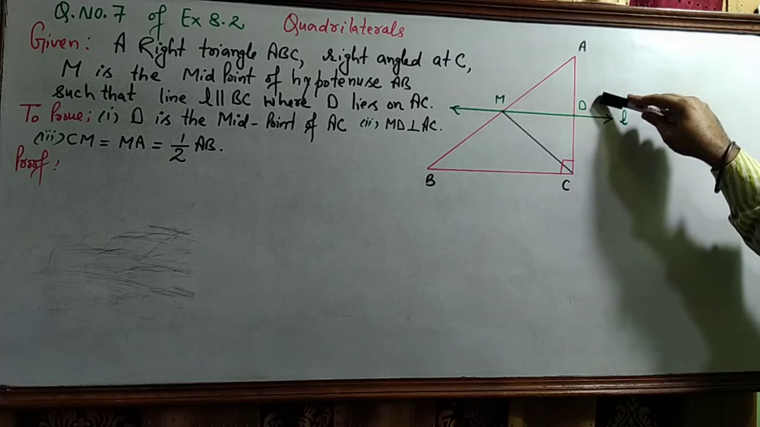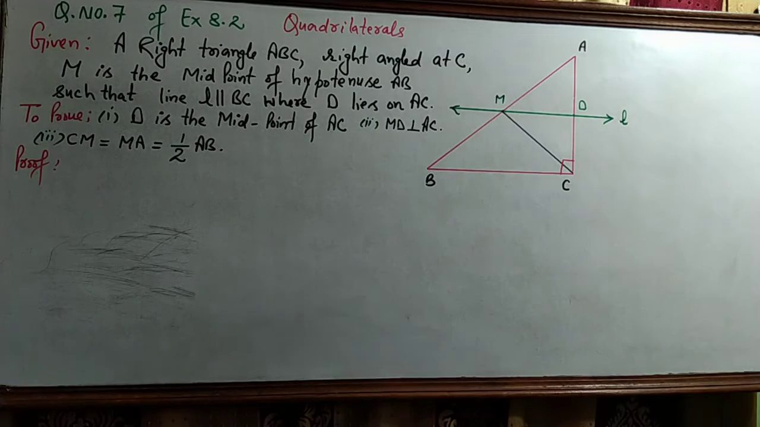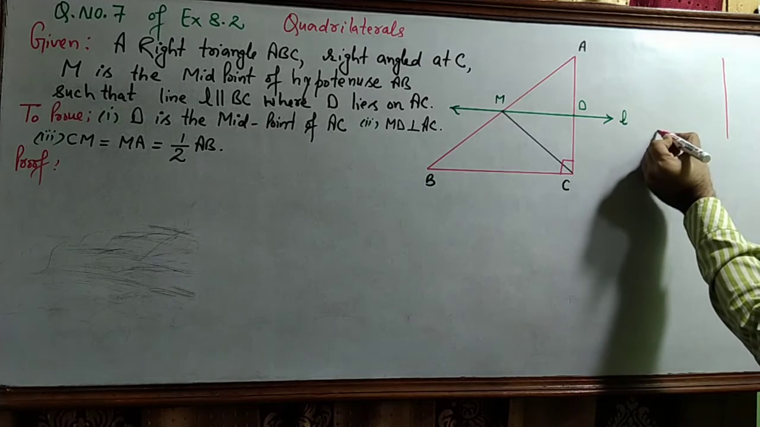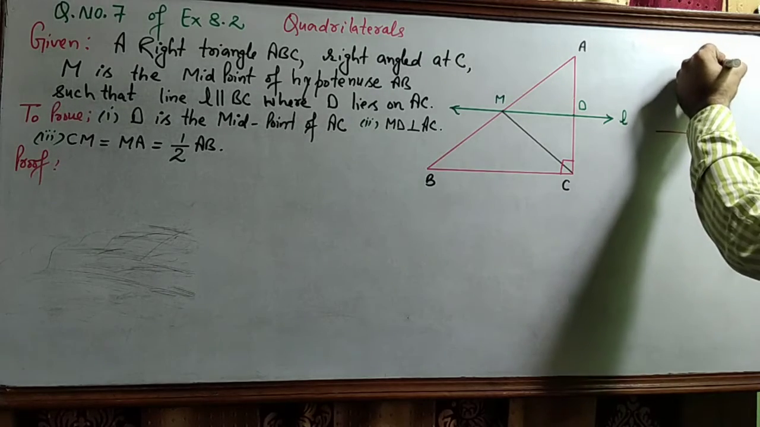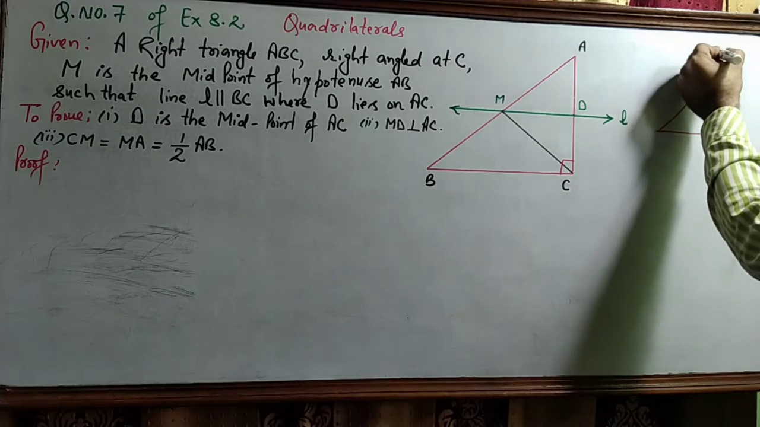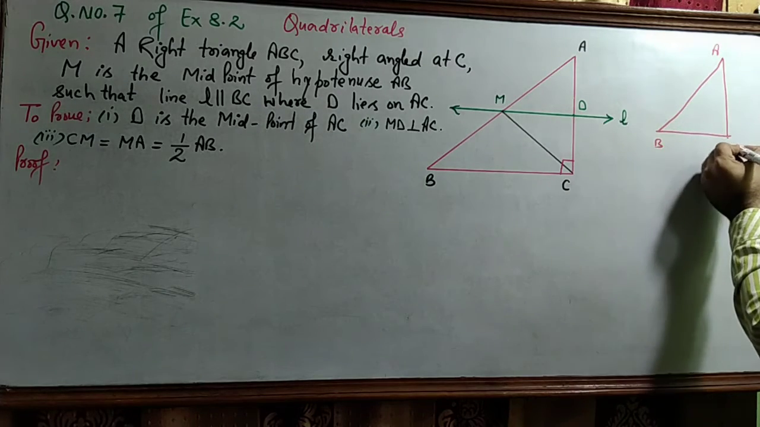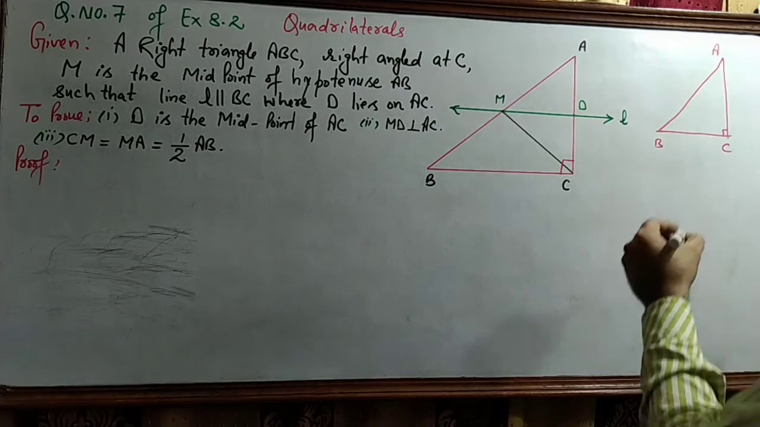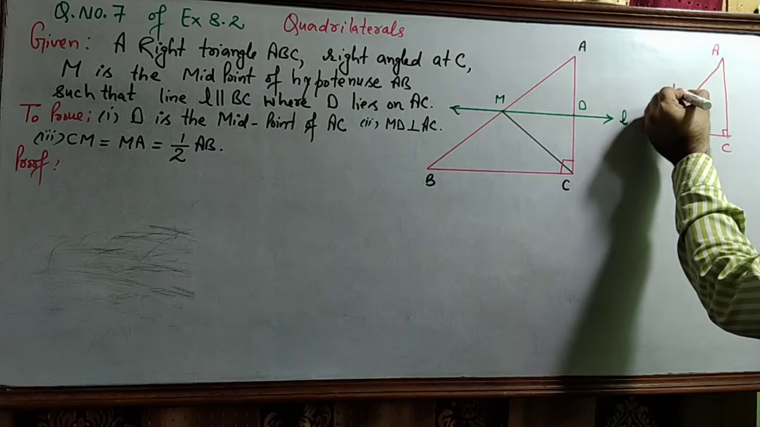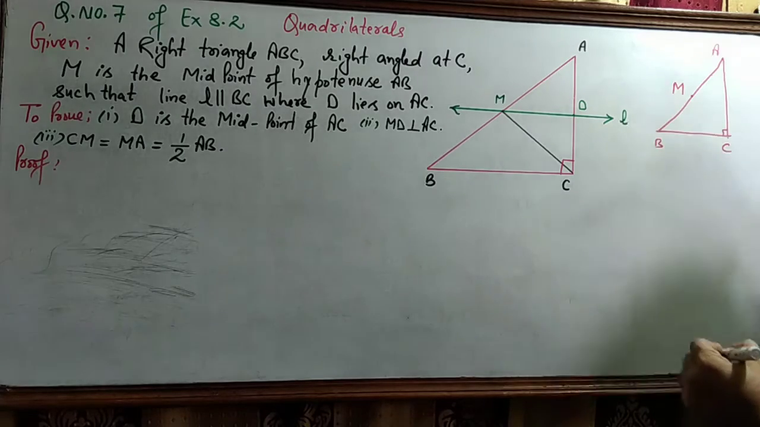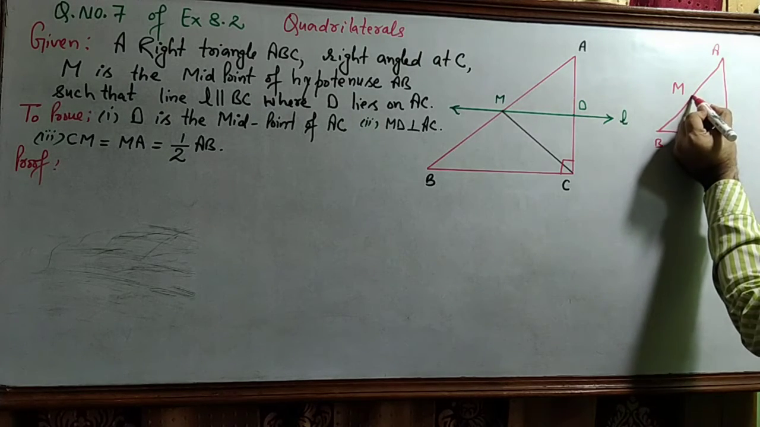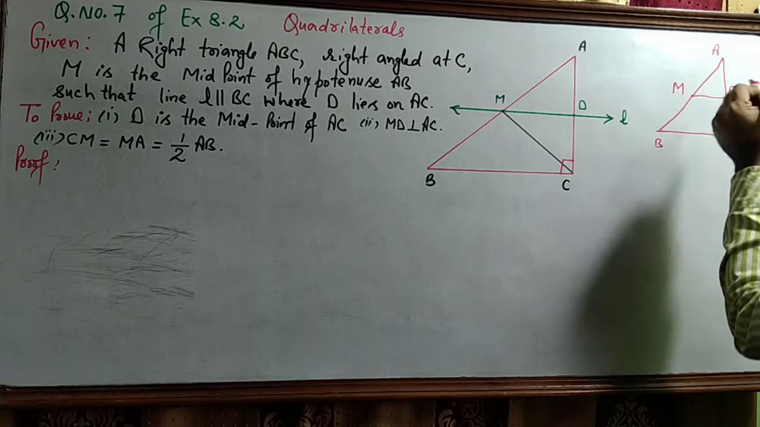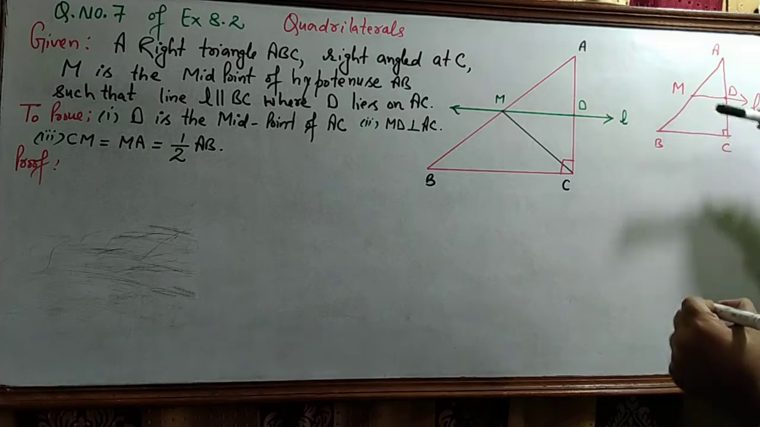D is the midpoint of AC. Firstly, ignore everything. We have only a right triangle and the triangle is ABC. A, B, C. This one is given. We are given a right triangle ABC. Also, M is the midpoint of AB. Then this line, we can say MD or we can say L, I am writing MD. MD is parallel to BC.